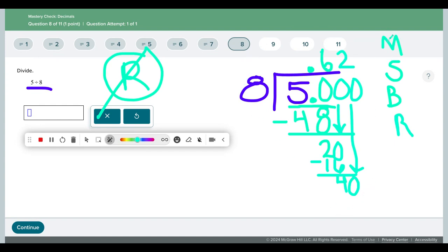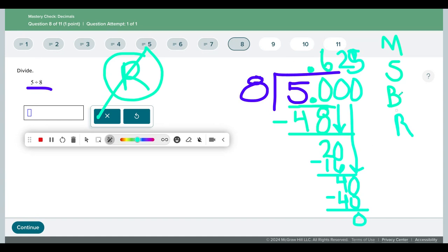So I'm in my multiplying step right here. And now I know that I can do 5 times 8. 5 times 8 is 40, right? So now I'm ready to subtract. Ding, ding, ding. All right, and now I have 0. Now I can end my problem, okay?